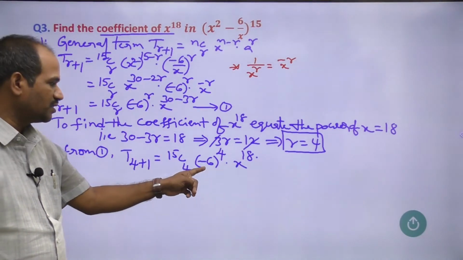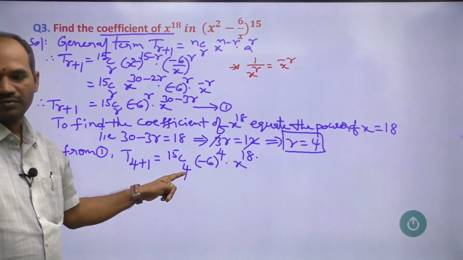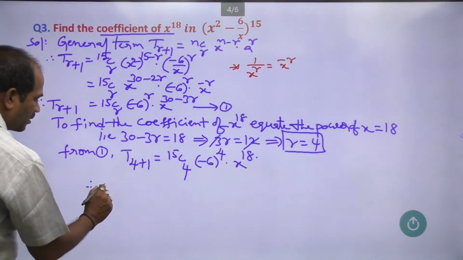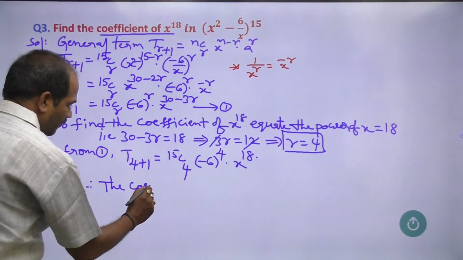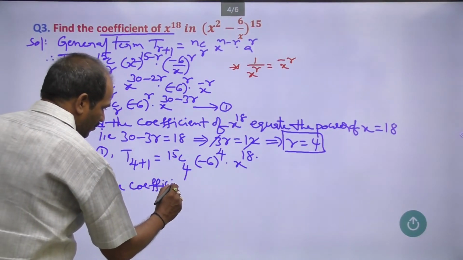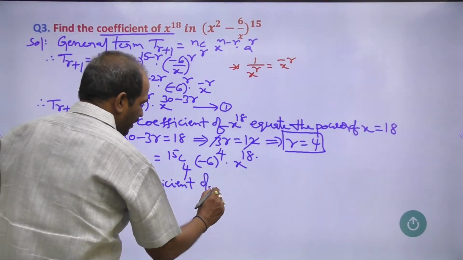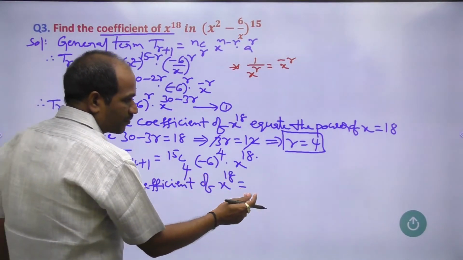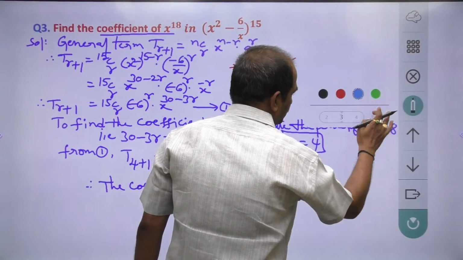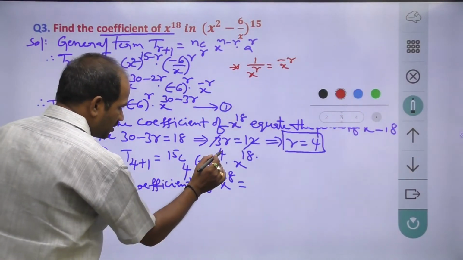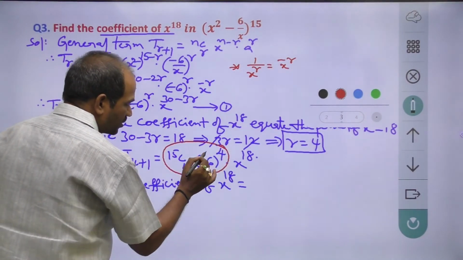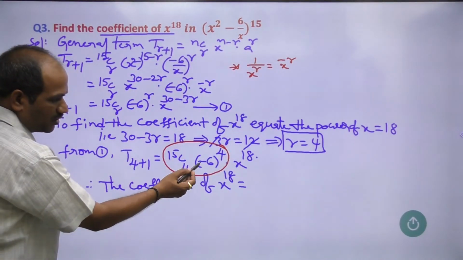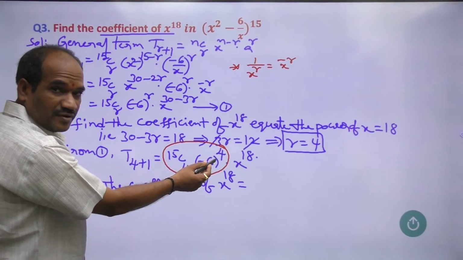See here, find the coefficient of x^18. The x^18 coefficient, this is the coefficient only. So therefore, the coefficient of x^18 is equal to this. See here, only this is the coefficient. Here (−6)^4, the power is even, so this is plus.